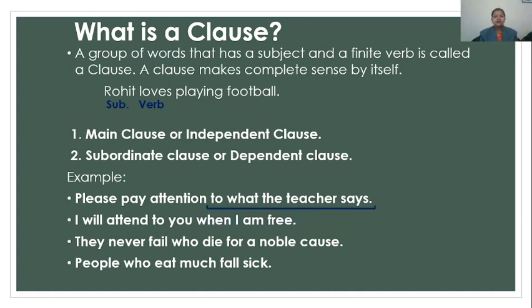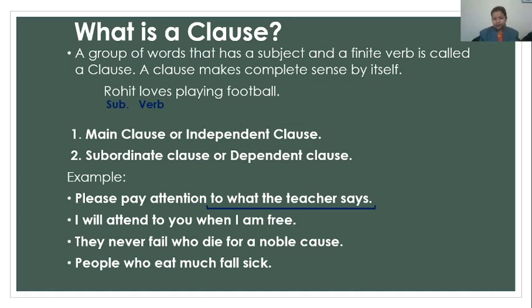To what the teacher says, we are finding out the dependent and independent clauses. Okay? Because if a sentence has more than one clause, and both the clauses are independent, then that will be a compound sentence. And if one of them is dependent and the other is independent, then that will be a complex sentence. We study it slowly, but let's learn how to identify these independent and dependent clauses.